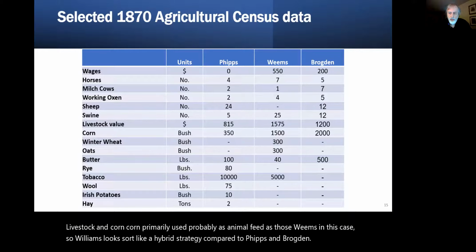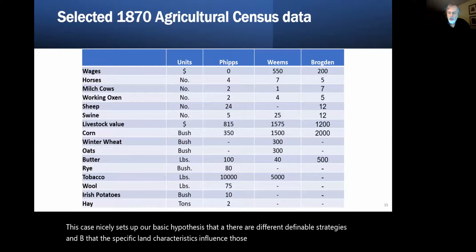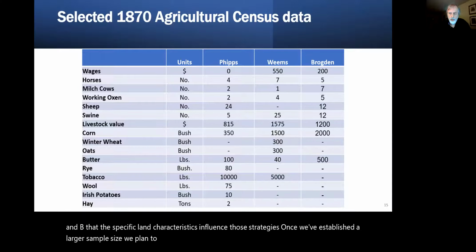This case nicely sets up our basic hypothesis that A, there are different definable strategies and B, that the specific land characteristics influence those strategies. Once we've established a larger sample size, we plan to use k-means analysis to categorize the main strategies employed and the variables that determine them.